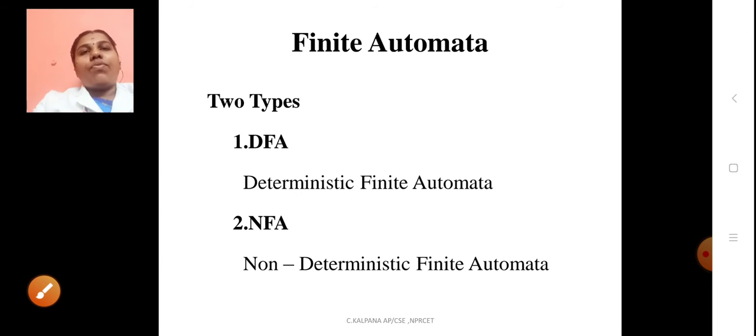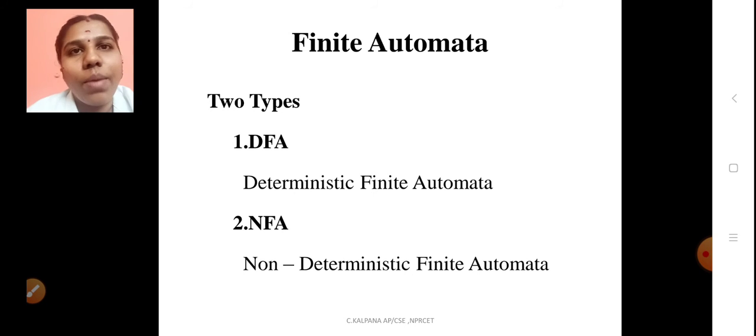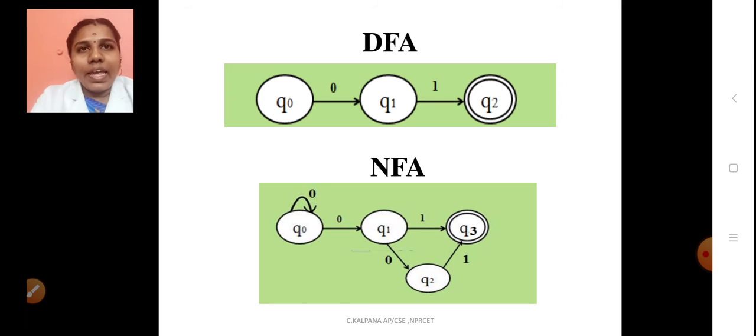And there are two types of finite automata. One is DFA and another one is NFA. DFA means deterministic finite automata and NFA means non-deterministic finite automata. First I will explain DFA. DFA means for the same input we have a single transition from one state to another state. For example, taking the input as 0, it has a single transition from Q0 to Q1.